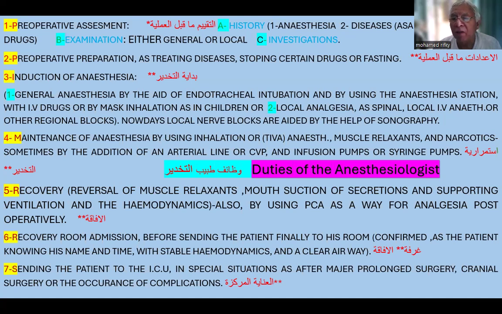Second thing, the history of diseases, whether cardiovascular, respiratory, and so forth. And we can brief this according to the American Society of Anesthesiologists, which divides the patients into six categories. Of course, it could be urgent also. So category one is a normal patient without any disease. The second category is a patient who has mild hypertension or diabetic disease.